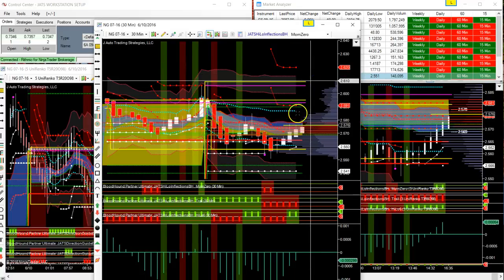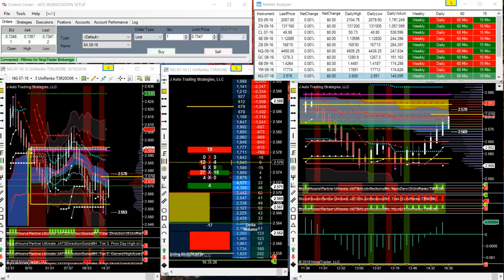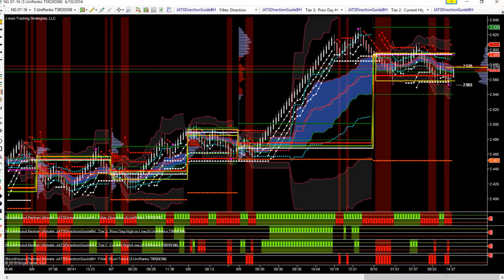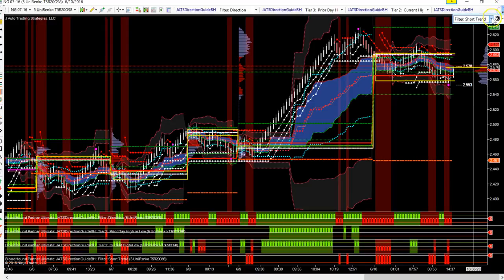So once we break above this range, Nat gas is a market to put on your watch list. I mean, I'm telling you, take this up higher. This trend is just getting started.